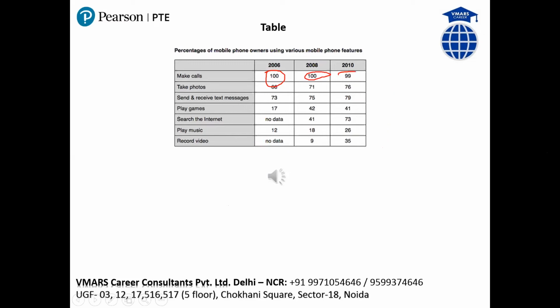The given table shows information about percentage of mobile phone owners using various mobile phone features in 2006, 2008, and 2010. In 2006, people were majorly using phone for making calls, and they never had the access to internet and recording videos. However, in 2008 and 2010, people were using phone majorly for making calls, for taking photos, and sending and receiving text messages. Overall, it can be seen that during the years, the features in the phone improved, and people were accessing these features based on their preference.